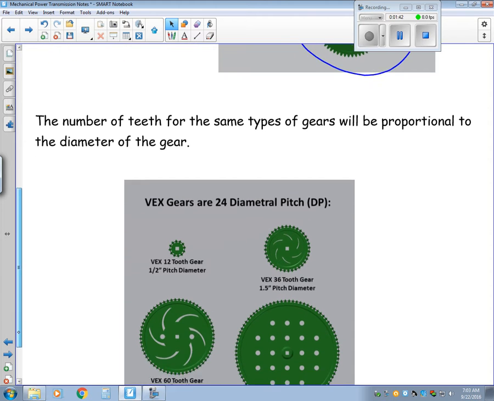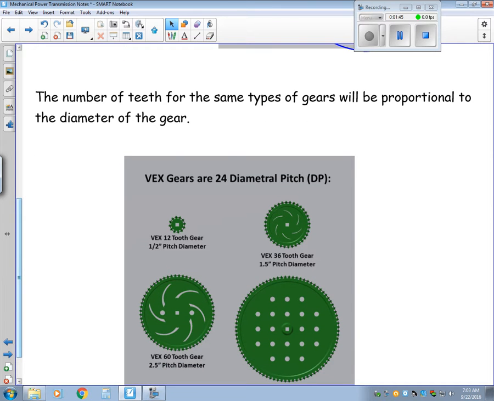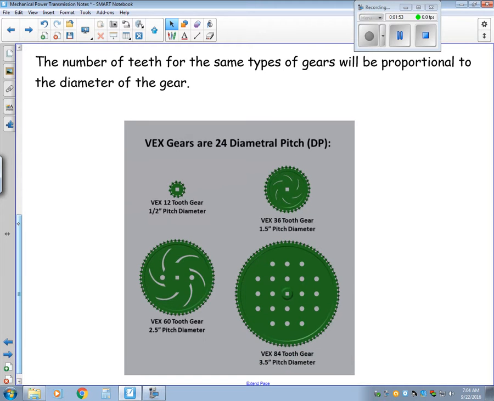Now the number of teeth is proportional to the diameter. And we call that diameter the diameter pitch. So that's like a constant proportionality, if you will. The VEX system uses 24 diameter pitch. So what that means is if we were to measure the diameter of these gears, and it's kind of tricky to figure out what to use for the diameter. It's not quite at the bottom of the teeth, it's not quite at the top of the teeth, it's kind of in between, kind of in the middle of the teeth. That's where we measure the diameter.